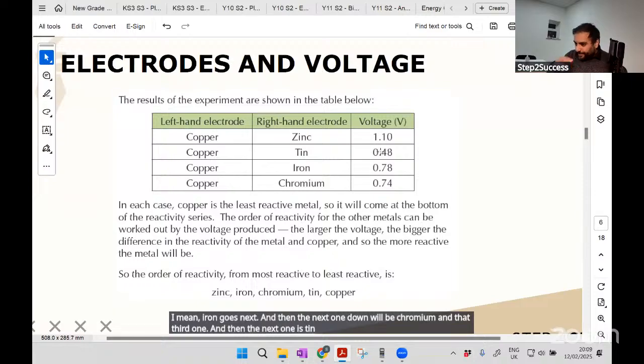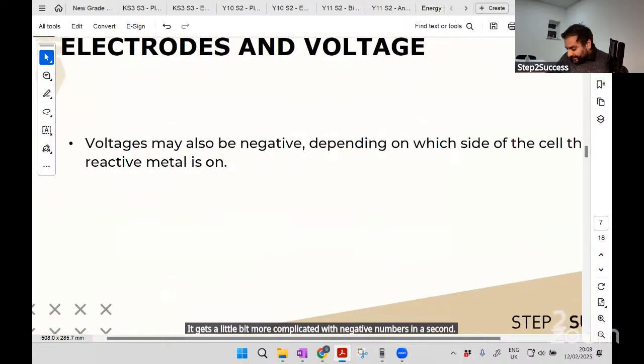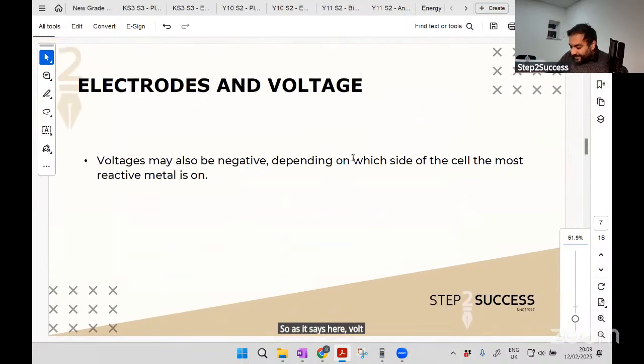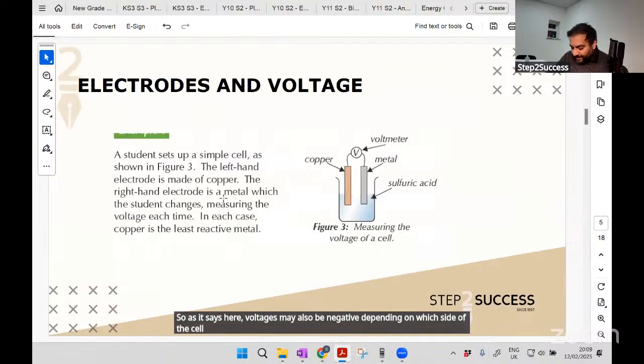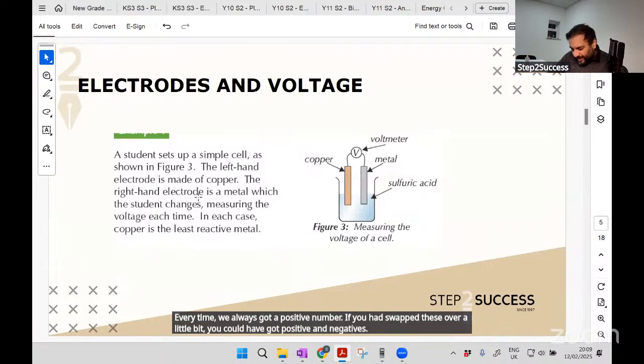So it's just basically putting it in order of these numbers. It gets a little bit more complicated with negative numbers in a second. As it says here, voltages may also be negative depending on which side of the cell the most reactive metal is on. In this case, because we left copper on the left-hand side every time, we always got a positive number. But if you had swapped these over a little bit, you could have got positives and negatives, which doesn't change too much.